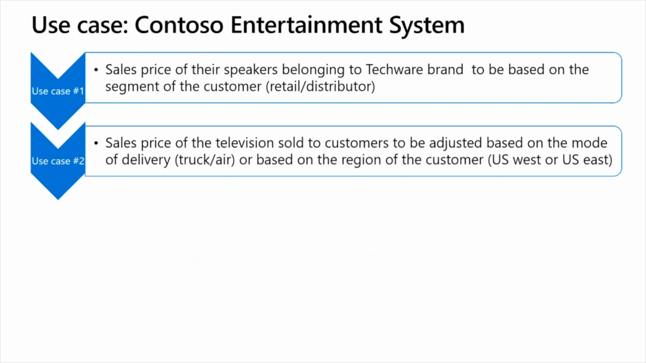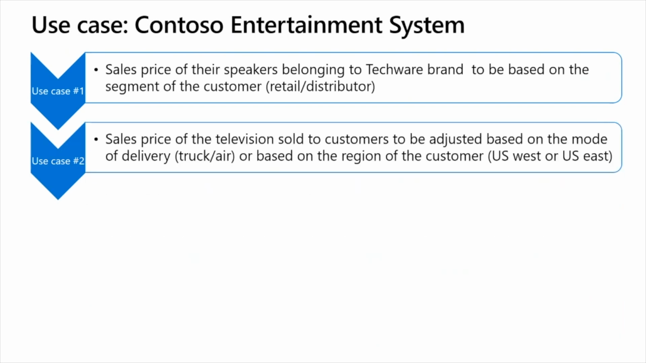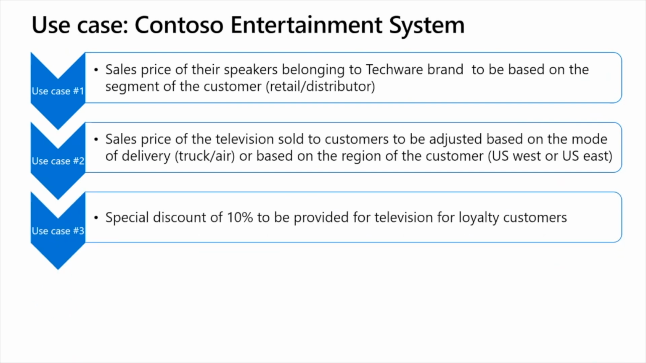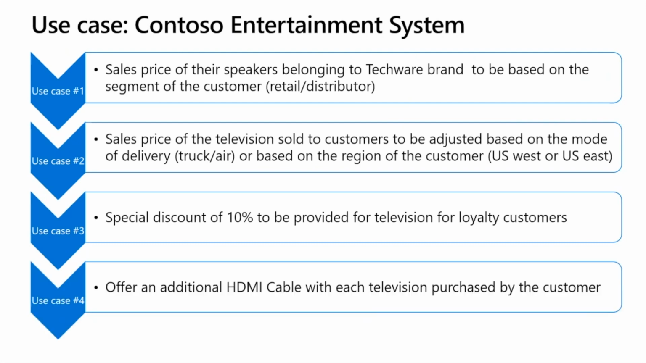In the second use case, they would like the sales price of the television sold to customers to be adjusted based on the mode of delivery, such as truck or air, or based on the region of the customer, an example being US West Coast or US East Coast. And in their third use case, Contoso Entertainment System want a special discount of 10% to be provided for television for loyalty customers. In their last use case, they would like to offer an additional HDMI cable with each television purchased by the customer. So as you can notice, Contoso do not want their pricing strategy to be based on a customer or product or customer group.